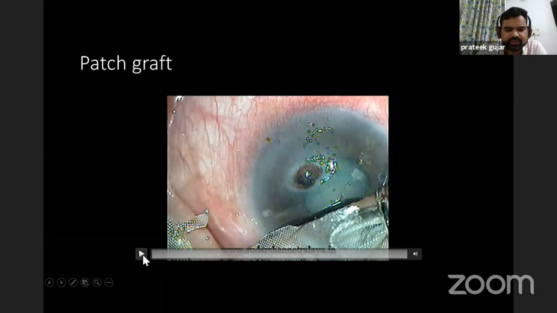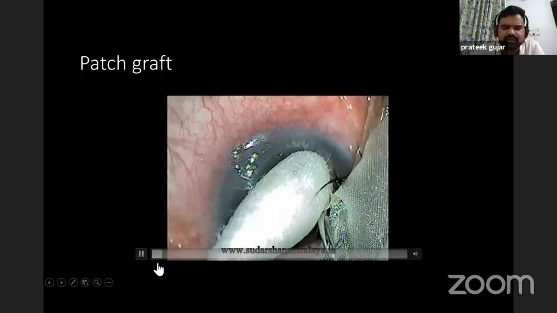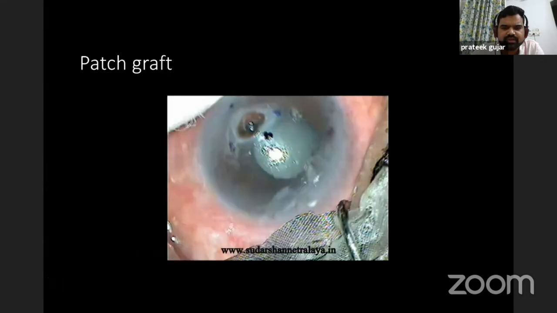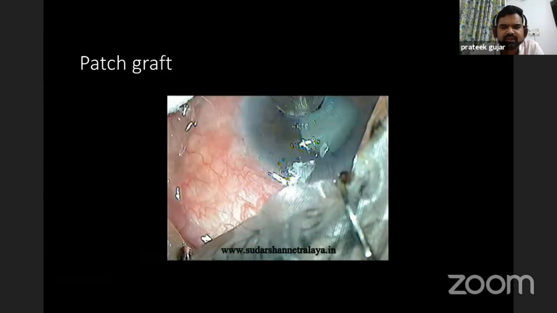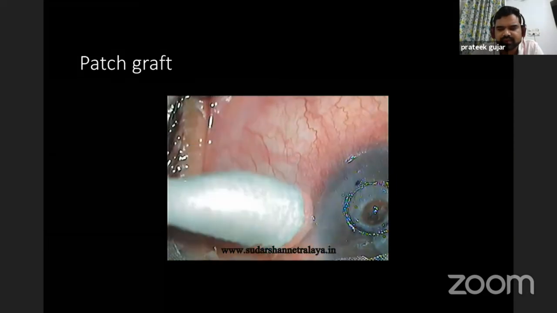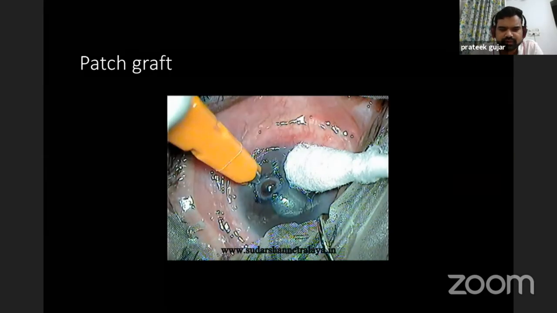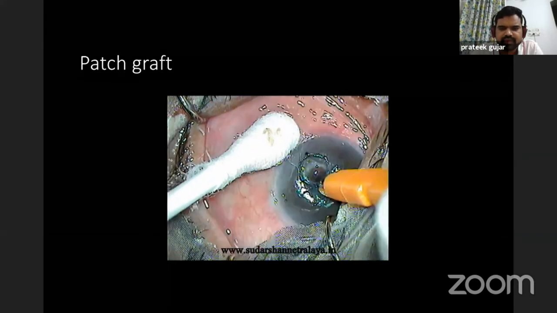Patch graft, as Dr. Gautam has nicely demonstrated. Again, patch graft has a limited role for smaller perforations. Like this is a case of Sjogren's syndrome with a melt. This is a 300 micron guarded knife. I'm making a 360-degree groove. So in case of small perforation, you can try this.